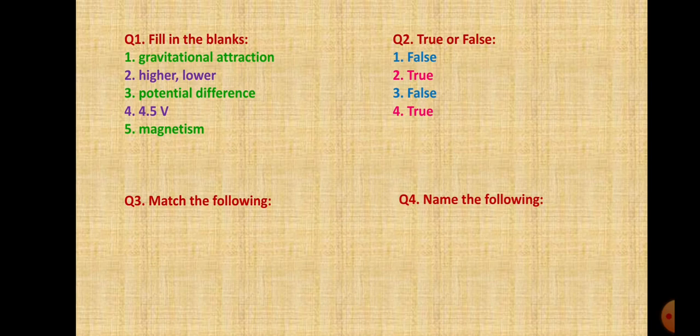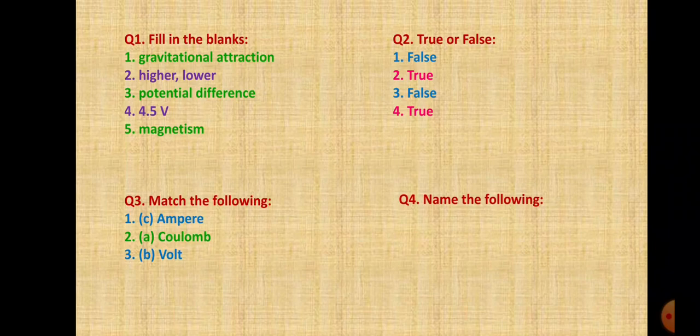Third question is, match the following. The very first one is current and the answer is C, that is ampere. Second one is electric charge and the answer is coulomb and it is A. The third one is potential difference and the answer is volt, that is B. So the first one is C, ampere, second is A, coulomb, and third is B, volt. Then let's go to the question number 4.